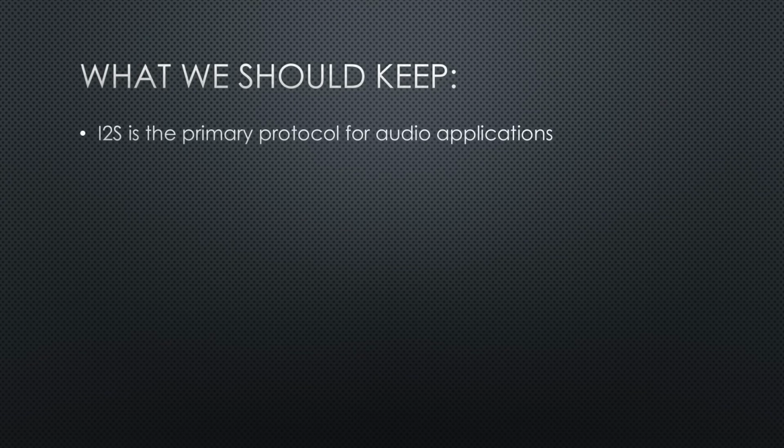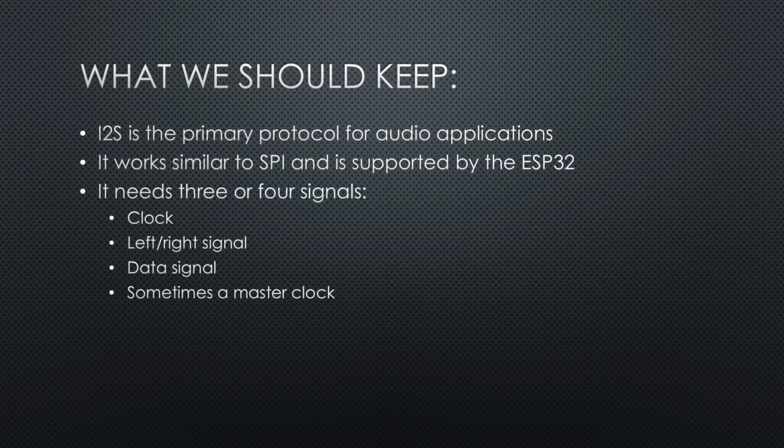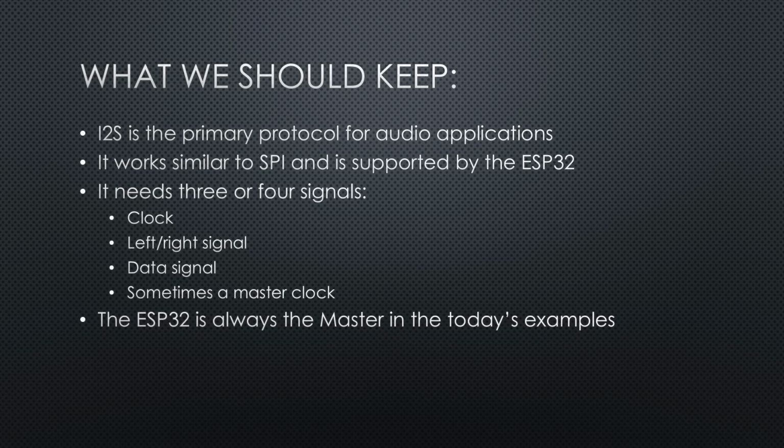Summarized, I2S is the primary protocol for audio applications. It works similar to SPI and is supported by the ESP32. It needs 3 or 4 signals, a clock, a left-right signal, a data signal, and sometimes also a master clock. The ESP32 is always the master in the examples used in this video.